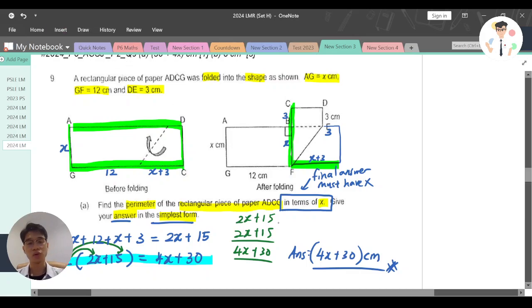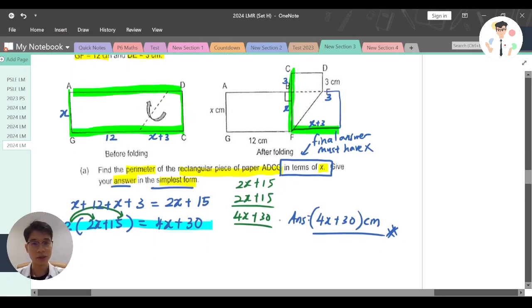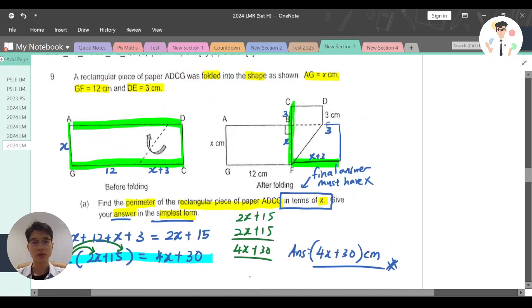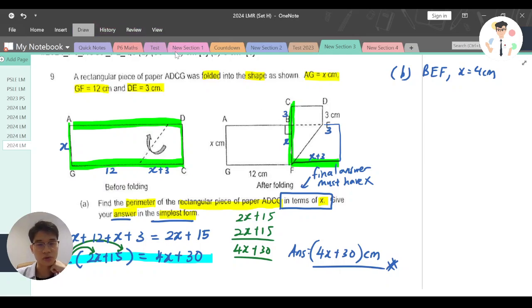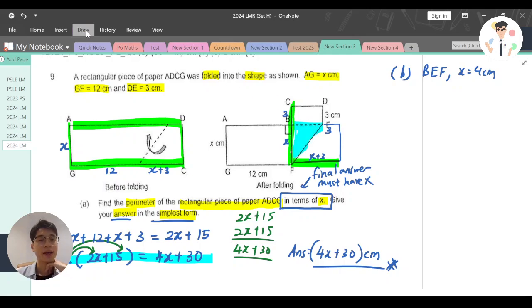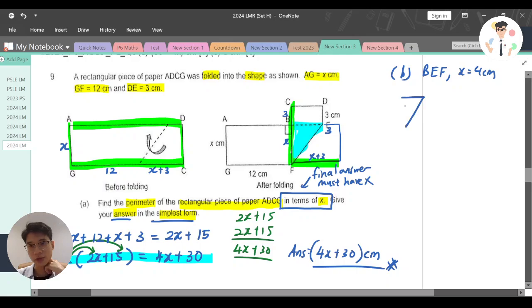Now let's move on to look at question B. Question B here says to find the area of the triangle BEF when x is equal to 4 cm. So let me just write here. I want to find BEF when x is equal to 4 cm. So BEF basically is this small triangle. Let me just highlight here, and here, like this, right?